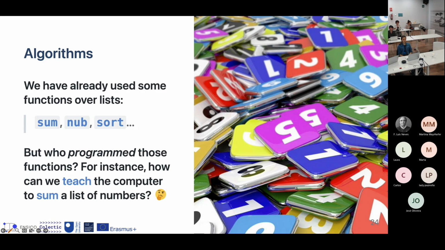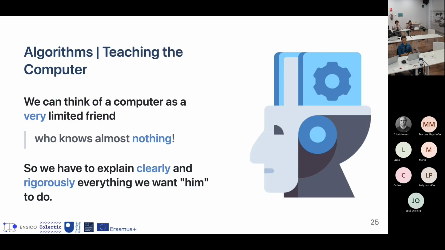We have already used some functions over lists like sum, nub, and sort, but who programmed those functions? Somebody had to program them. They just didn't appear out of the blue. So, for example, how can we teach the computer to sum a list of numbers without using sum? What's the algorithm, or a way that we can write this algorithm?